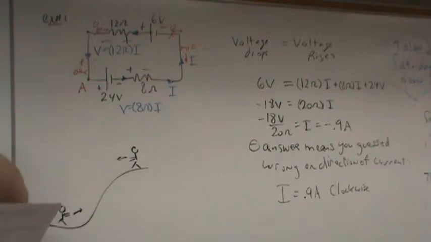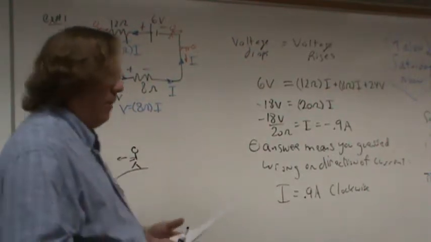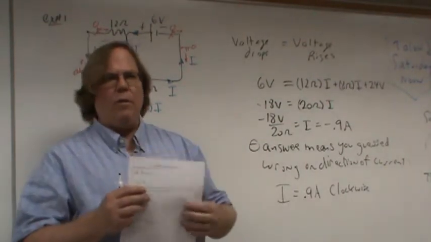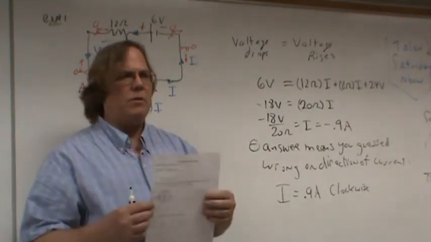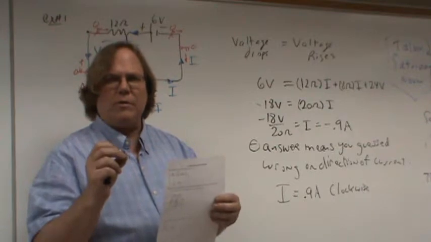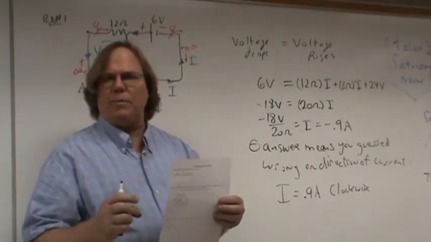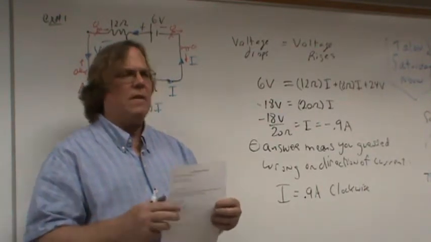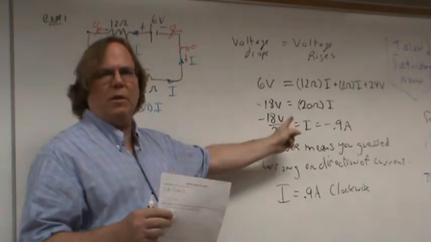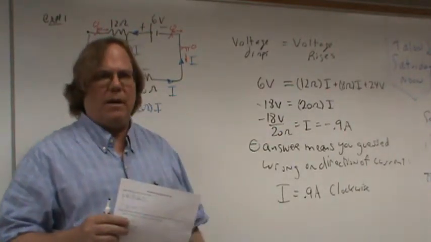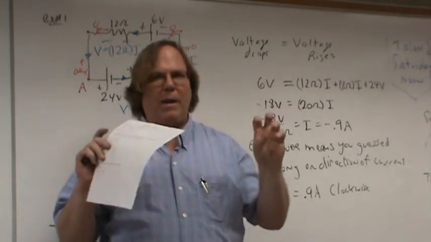Any questions or issues on this? Then please turn the sheet over, and I'd like everyone to do example two. Go ahead and label the direction of your current, label the voltage drops and rises on your resistors, and then do your Kirchhoff's loop rule equation. Good luck, and I will walk around and help you.